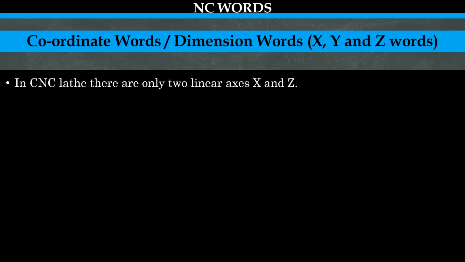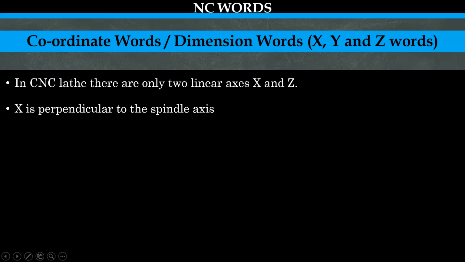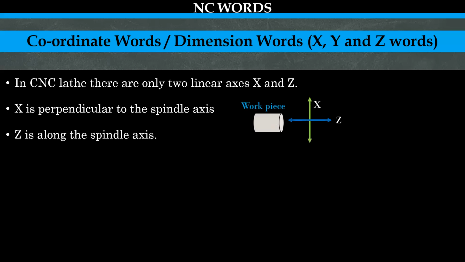Now in a CNC lathe machine, there are only two linear axes, that is the X-axis and Z-axis. The X-axis is perpendicular to the spindle axis and the Z-axis is along the spindle axis. So if we see here, the spindle is here, this is the workpiece, this is the Z-axis and this is the X-axis. Again, I have made a separate video to understand the axes in a CNC machine. I will share the link of that video in the description.